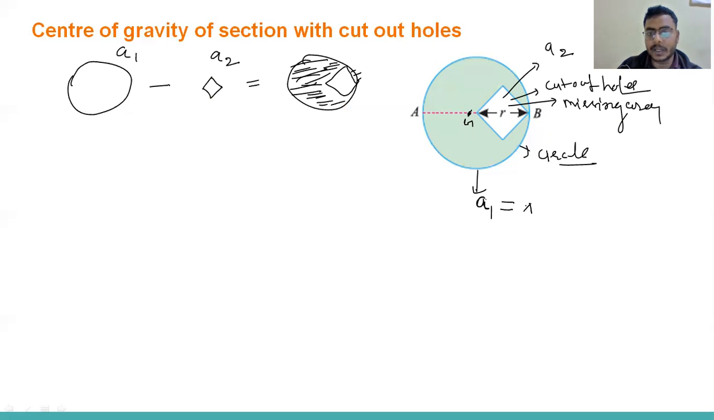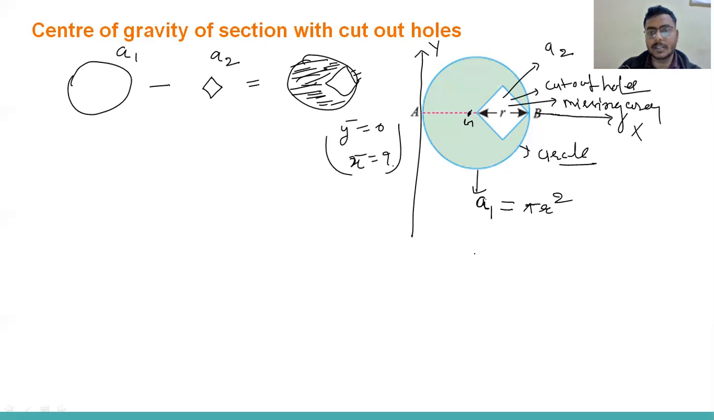So A1 we can write as pi R square. I am going to calculate the moment of the centroid. See, this line is x1. So I'm going to calculate x bar. Due to symmetry, by taking the x-axis, we can say that y bar will be 0. So we have to calculate x bar.